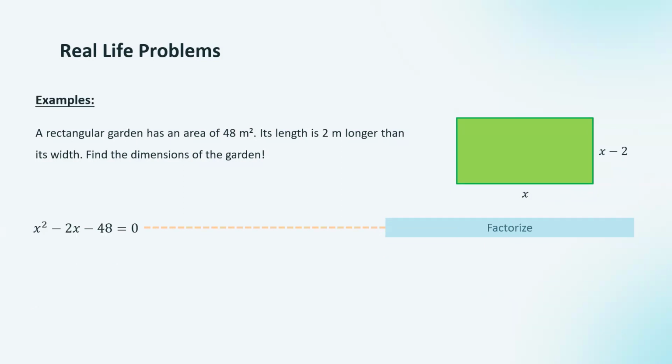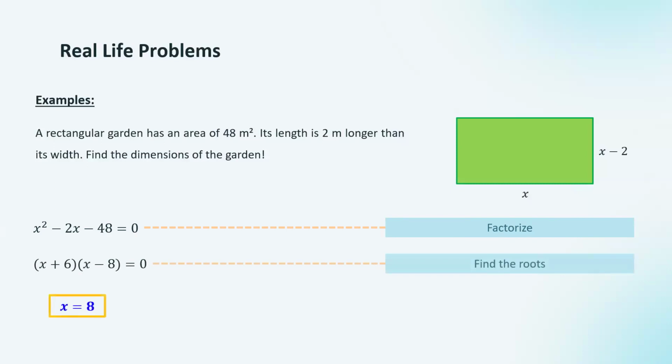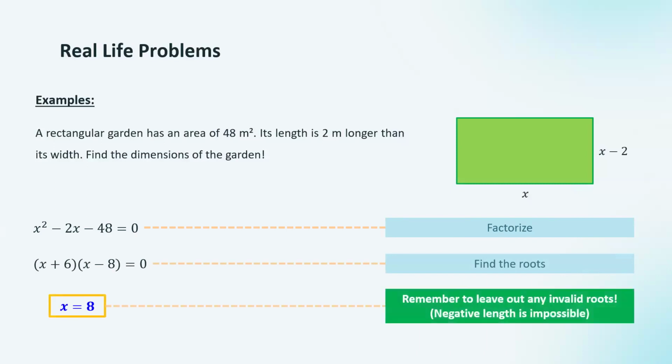To factorize this, we just need to use the method that we learned. So it's going to be (x plus 6) times (x minus 8). So we know that x should be equal to 8. Now you might be thinking why x equals negative 6 is impossible, because we know that there is no way that the length of the garden will be a negative number. So therefore, it's invalid. So there's only one eligible answer. So the length should be 8 meters and the width should be 6 meters.